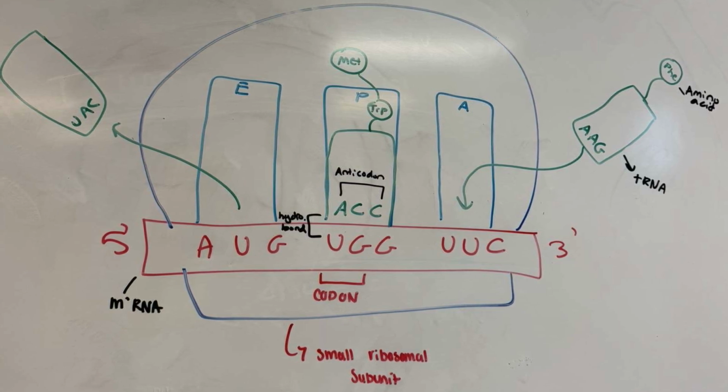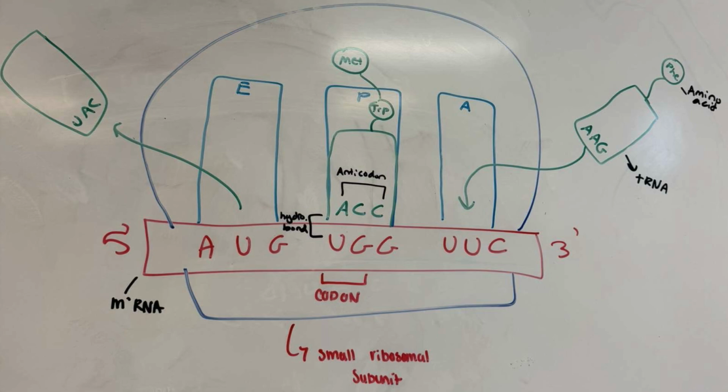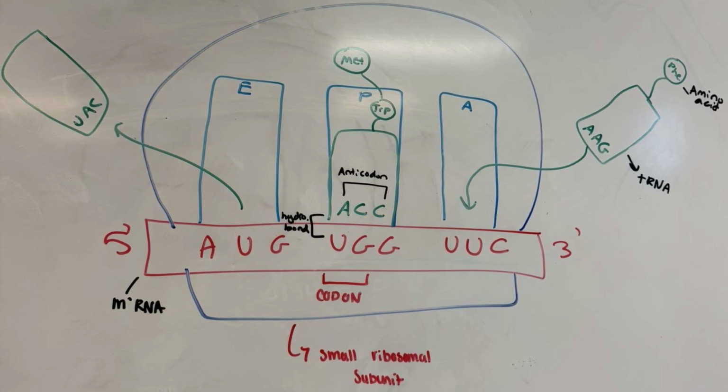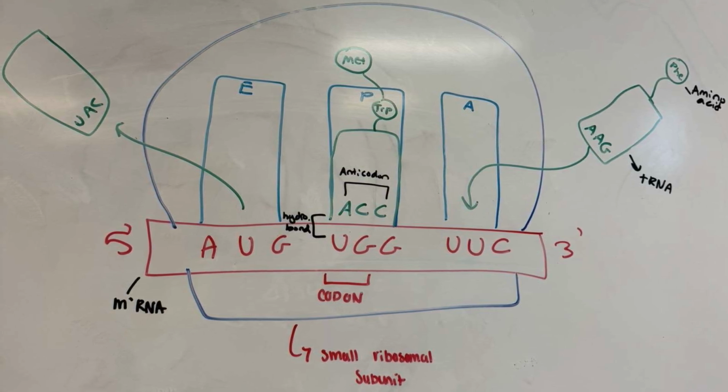In this process, hydrogen bonds are created between the codons on mRNA and anticodons on tRNA. Peptide bonds are made between the amino acids on the polypeptide.